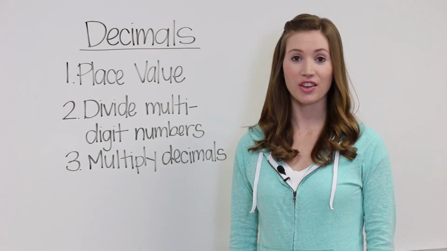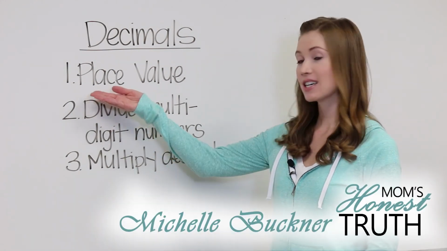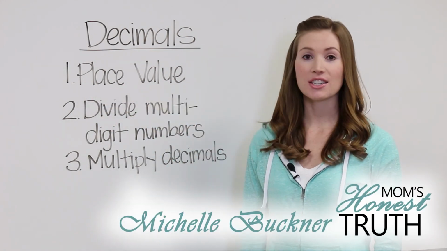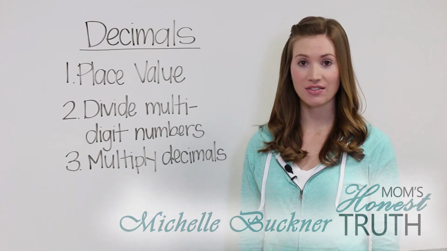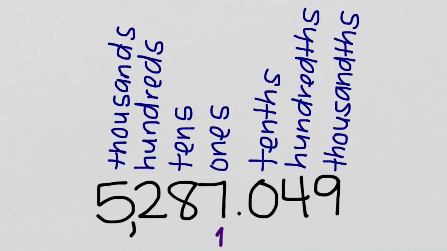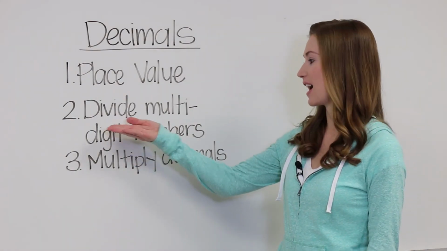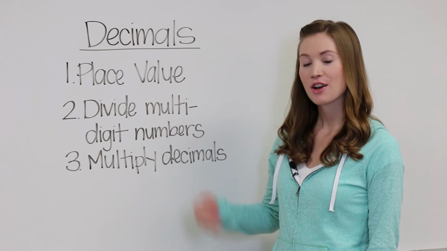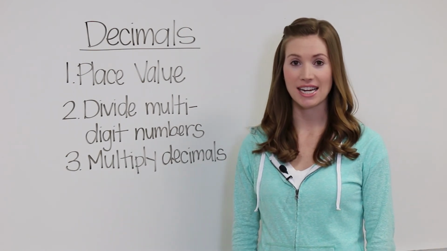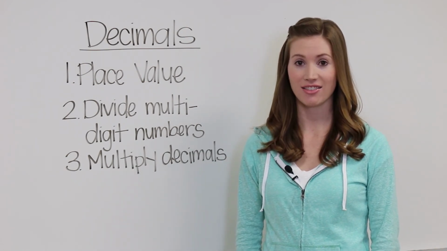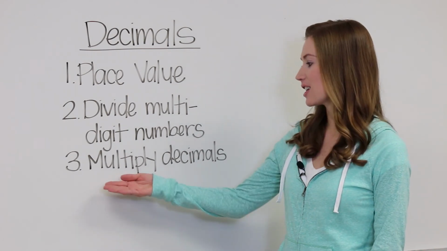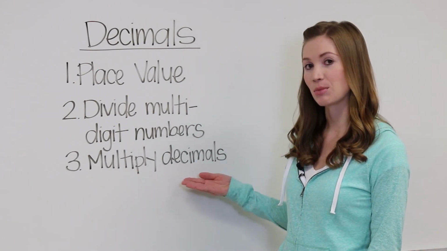Before watching this video, there are a few things you need to know. First, place value. Not only do you need to be familiar with place value to the left of the decimal, the ones, tens, hundreds, thousands, but also place value to the right of the decimal point: tenths, hundredths, thousandths. You also need to know how to divide multi-digit numbers. For example, you should be able to divide 650 by 50. Finally, you need to be able to multiply decimals.